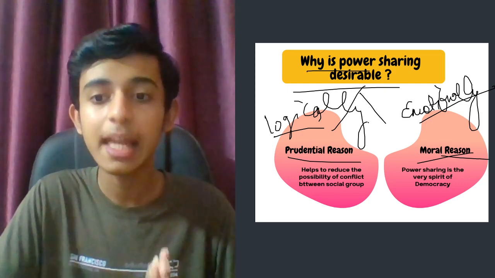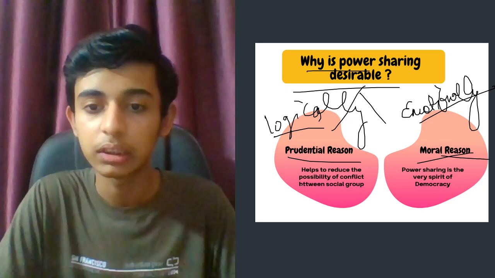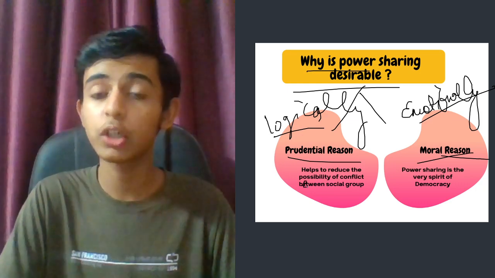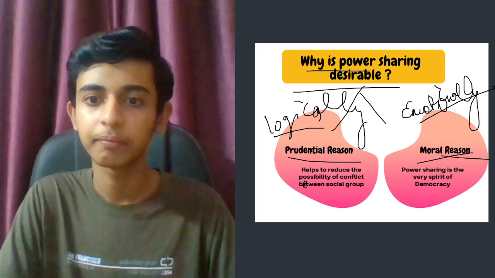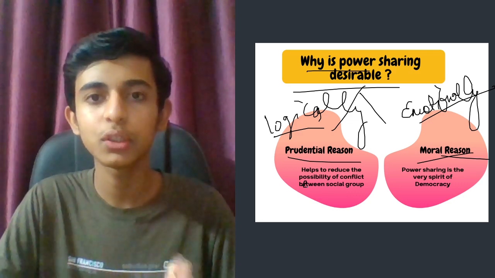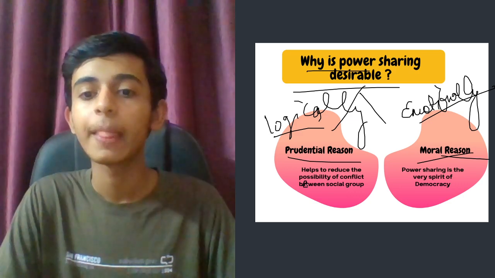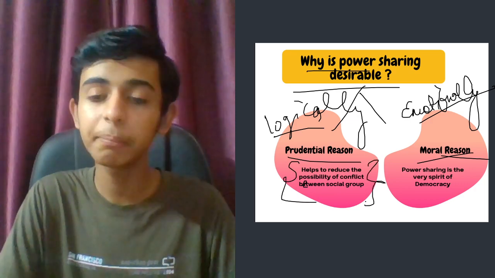So what is the prudential reason? That power sharing helps us to reduce the possibility of conflicts between the social groups. Like we talked about Sri Lanka, they did not share the power and destruction happened. Belgium shared power, and everything went well. There was no war. Getting it? So in this manner conflicts were reduced, although the system was complicated.